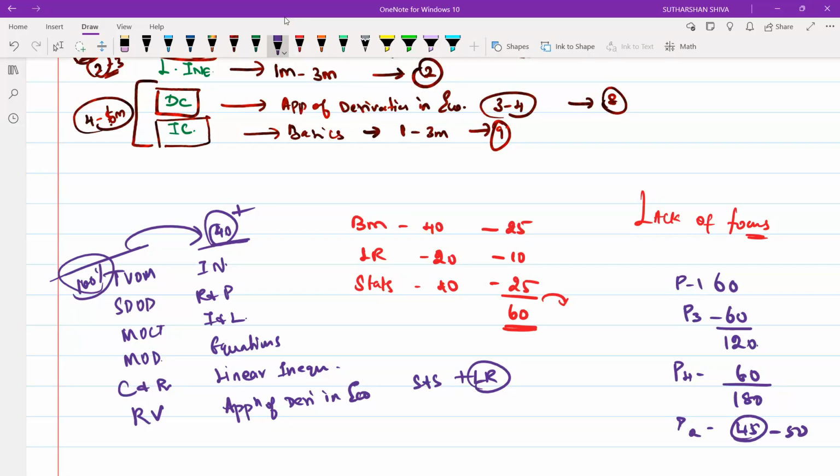Because our faculty has also uploaded a video on how to score 60 plus. In each and every paper in CA Foundation, 60 plus is possible. But for namesake, even in Paper 3, don't take 60, take 50. 110 will come, then 170 will come. Here if you score again 45 or 50 or even 40, it will come to 210. Or in some cases, if you score 50, it will come to 220.